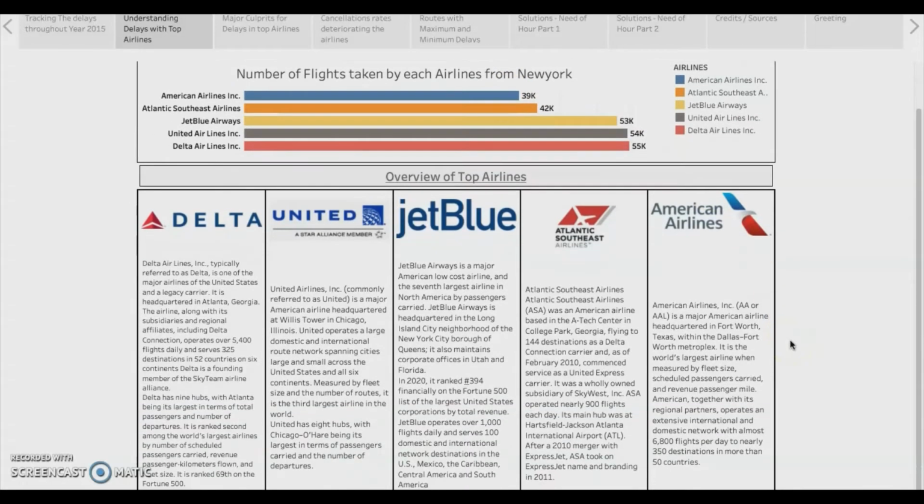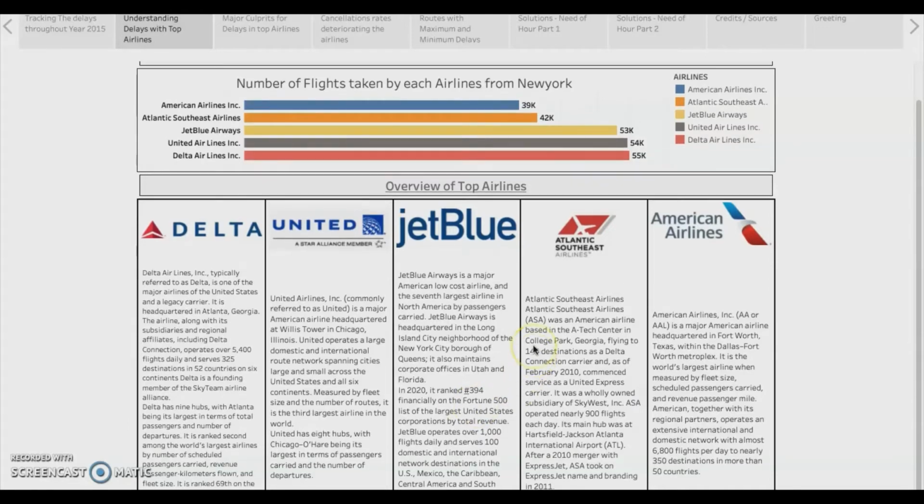Now, getting into these 5 airlines, we can see that these are huge airlines, even across the international market as well. They have big aircraft, they have great seating capacity, and they penetrate every single corner of the world, with at minimum more than 350 destinations in more than 50 countries.